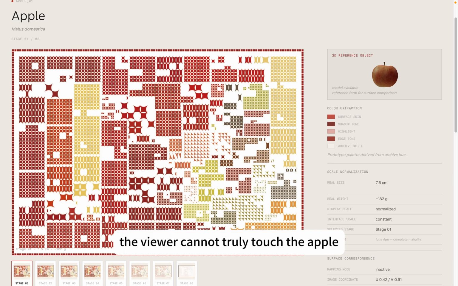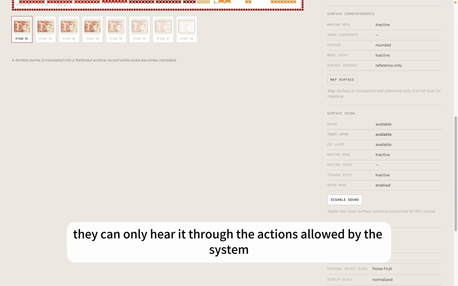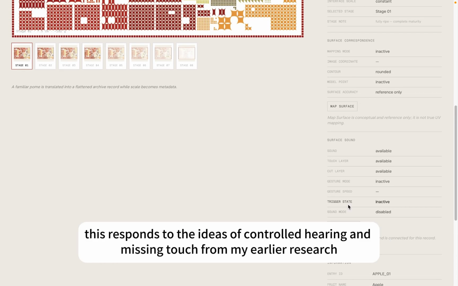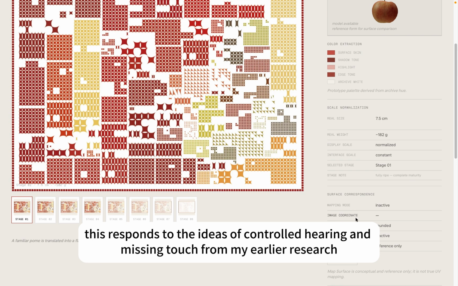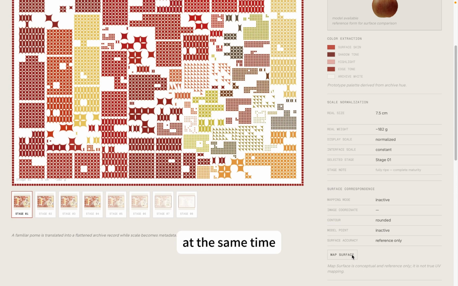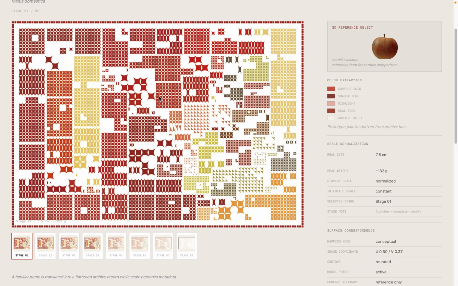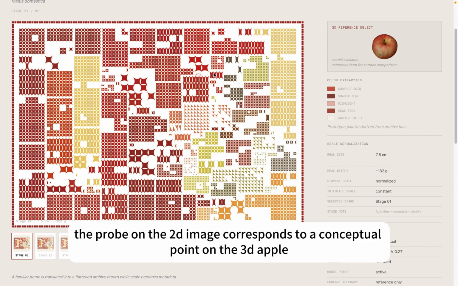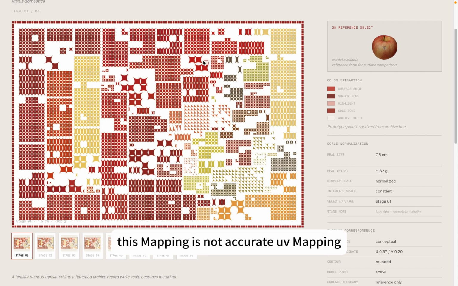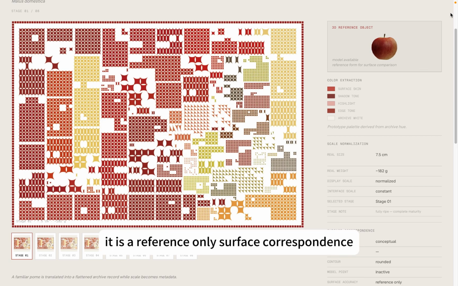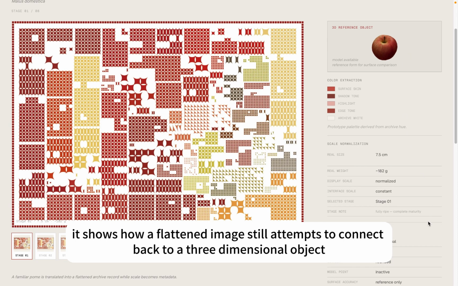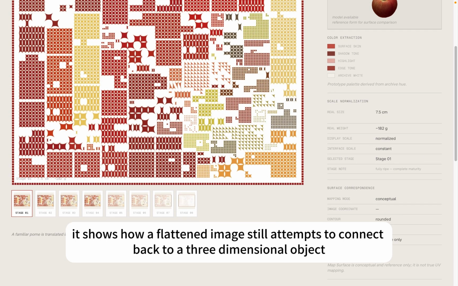The viewer cannot truly touch the apple. They can only hear it through the actions allowed by the system. This responds to the ideas of controlled hearing and missing touch from my earlier research. At the same time, the 3D model in the upper right corner is not the main visual object. It is a reference object. When Map Surface is activated, the probe on the 2D image corresponds to a conceptual point on the 3D apple. This mapping is not accurate UV mapping. It is a reference-only surface correspondence. It shows how a flattened image still attempts to connect back to a three-dimensional object.